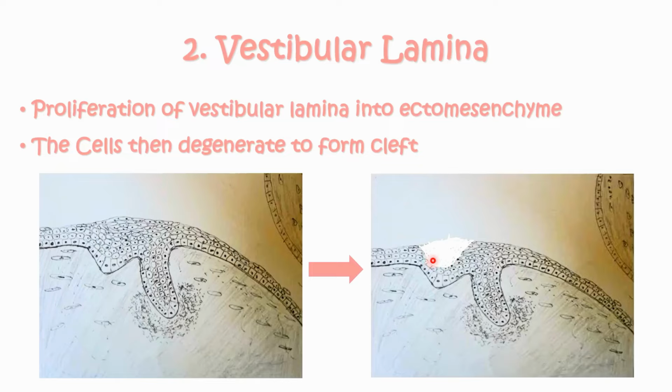The cleft becomes the vestibule, the space between the dental arch and the cheeks or lips. This is actually the programmed cell degeneration, which is known as apoptosis. If the degeneration occurs due to pathology, it is called necrosis.